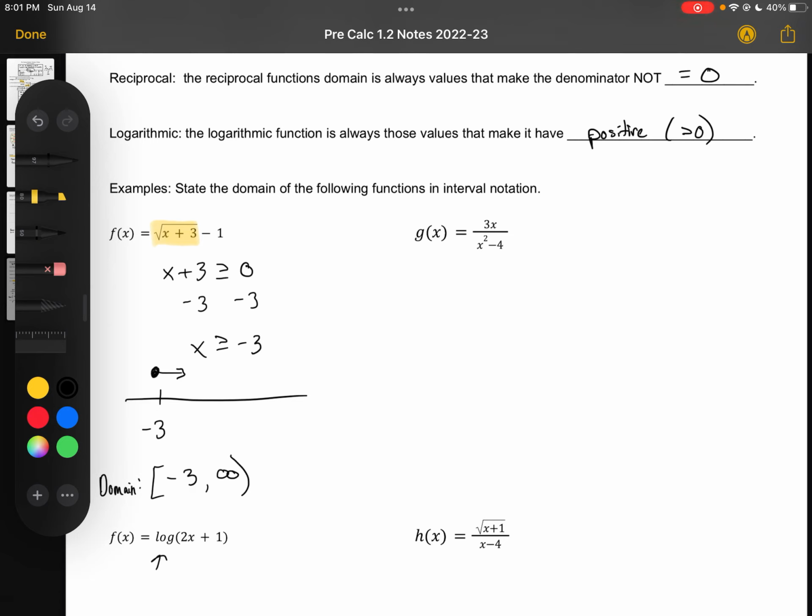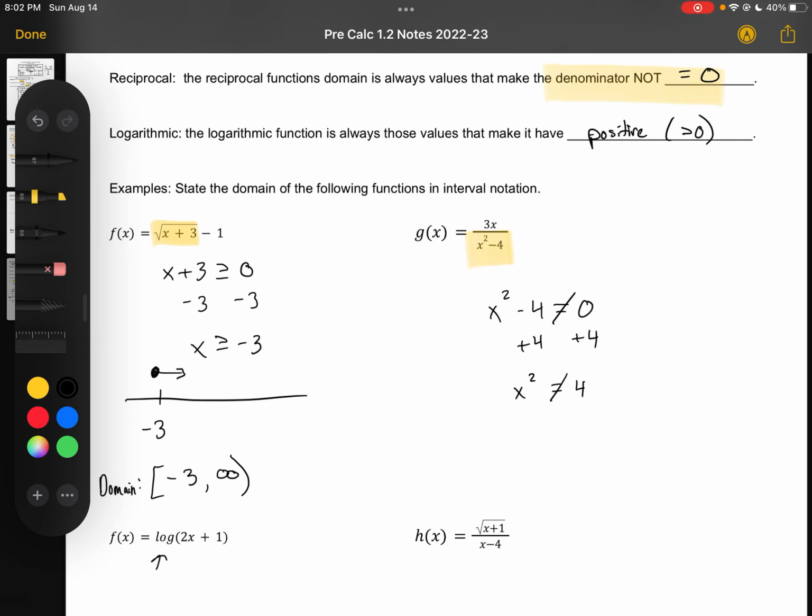For our second one, we have our variable in the denominator. That's going to be our reciprocal function. We want to make sure that the denominator is not equal to 0. So we can take that denominator and make sure that it's not equal to 0. We just solve this so that it's not equal to 0. So add 4 to both sides, and we get x squared is not equal to positive 4.